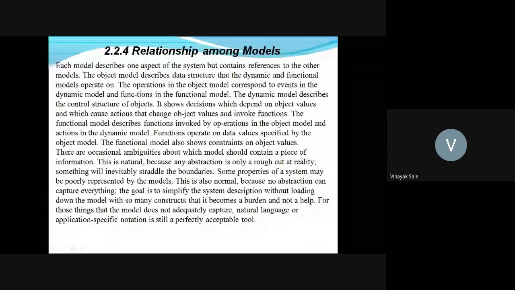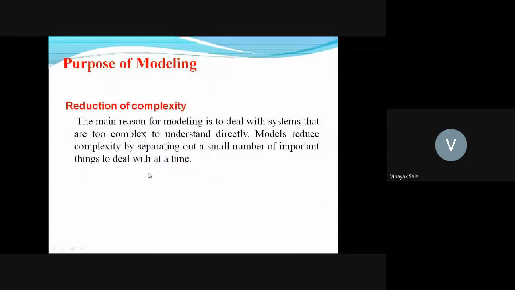This is also normal because no abstraction can capture everything. The goal is to simplify the system description without loading down the model with so many constructs that it becomes a burden and not a help. For those things that the model does not adequately capture, natural language or application specific notation is still a perfectly applicable tool. Then what is the purpose of modeling?